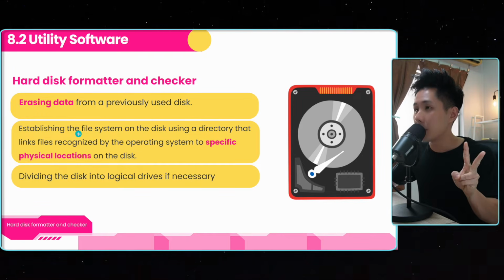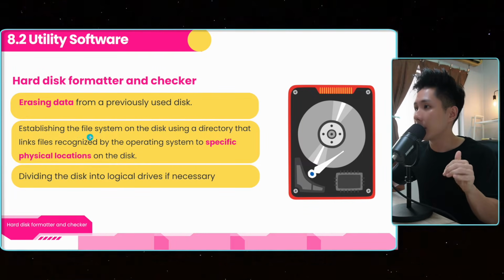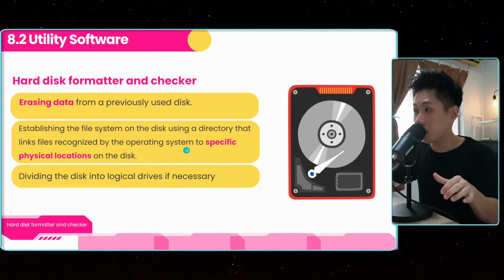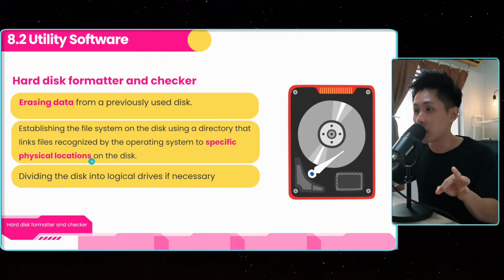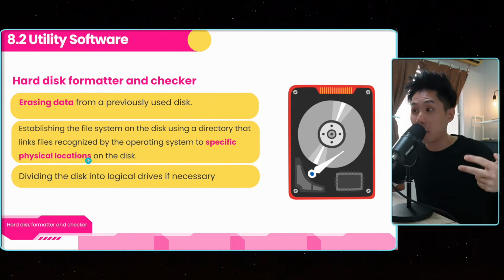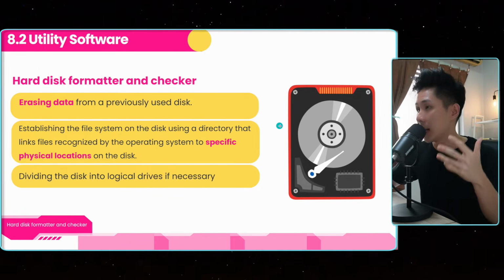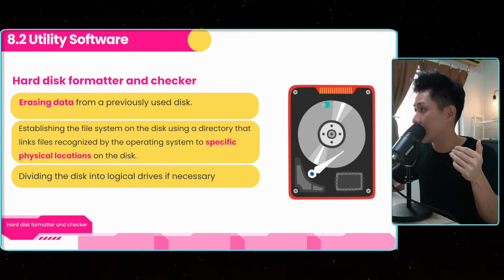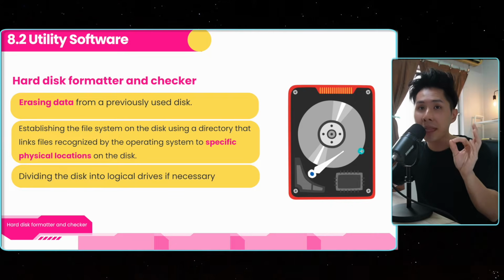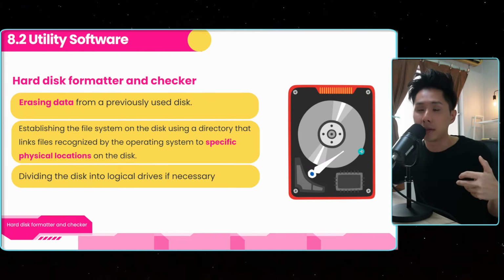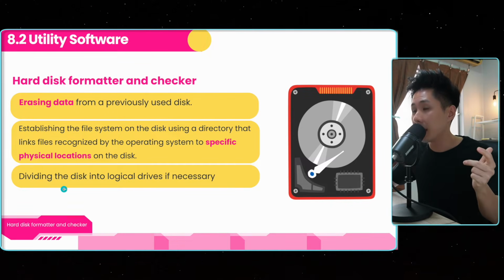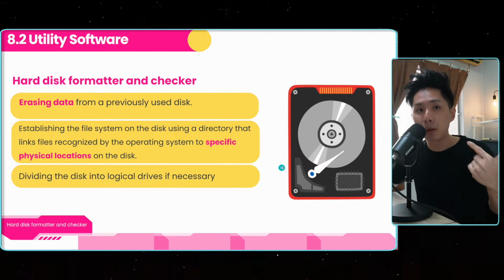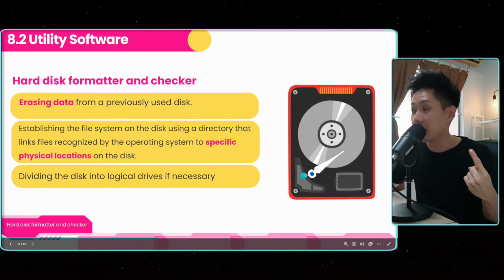Second feature, it establishes the file system on the disk using a directory that links files recognized by the OS to specific physical locations. So let's say you have two very important folders, folder A and folder B. What this software will do is allocate physical memory, let's say here and here on the disk, for folder A and B respectively. Lastly is to divide the disk into logical drives if necessary. So the first type of utility software is the hard disk formatter and checker.